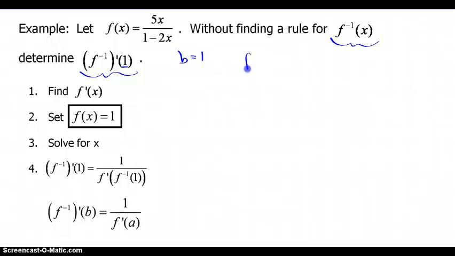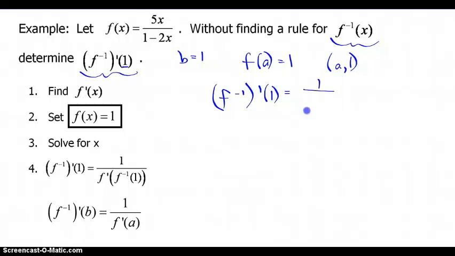It tells me that there was some a value that we plugged into the function f, and the result of that was 1. So we have the point in the plane (a, 1), and what we need, f inverse prime at 1, is going to have to equal 1 over f prime at that a value. So we're going to need some things.